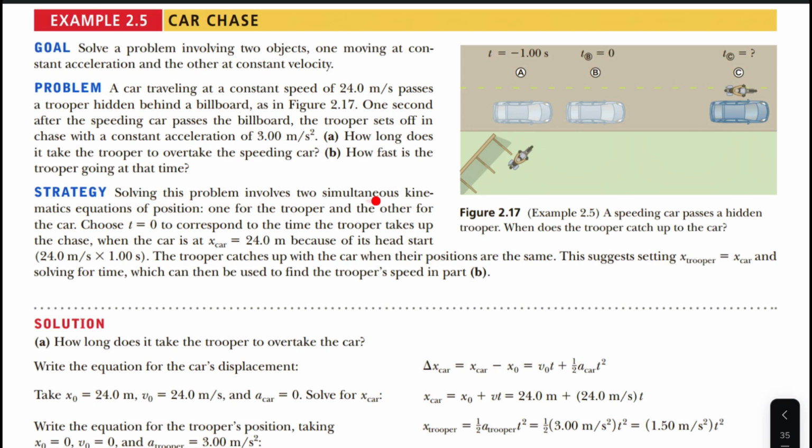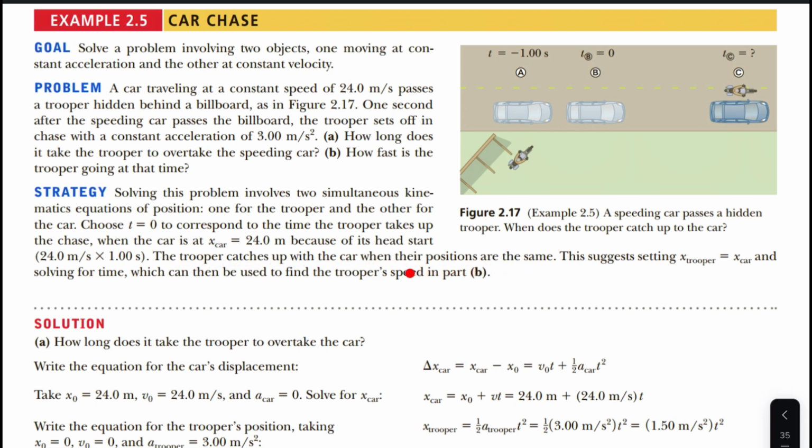So take a look at the strategy here. Solving this problem involves two simultaneous kinematics equations of position, one for the trooper and the other for the car. Choose T equivalent to 0 to correspond to the time the trooper takes up the chase, when the car is at X equivalent to 24 meter because of its head start. So this is V times T. It gives us the X initial of the car already at 24 meter at the moment the trooper sets off.